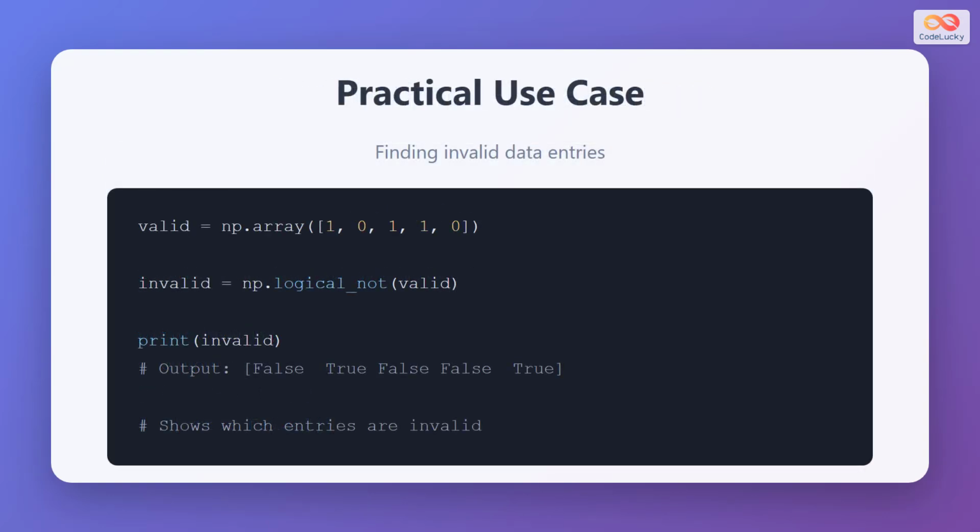Here's a practical use case for logical NOT. Suppose you have an array representing valid data entries, where 1 means valid and 0 means invalid. By applying logical_not to this array, you can quickly identify which entries are invalid. The result shows true wherever the data is invalid, making it easy to filter or flag problematic entries.